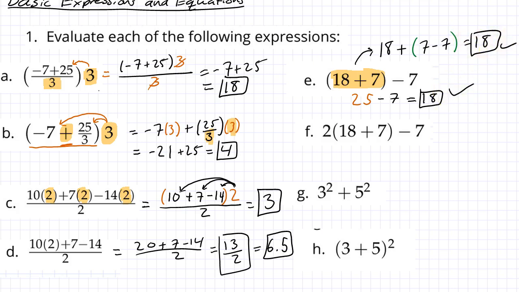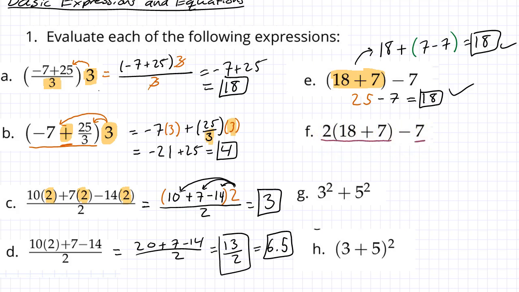So let's go on to this one. In this case, it looks like there's a 7 minus 7, but that's not exactly how it works, because the order of operation says that you need to multiply the whole 18 plus 7 thing here by 2. This is the thing that needs to happen first before you can do that subtraction.